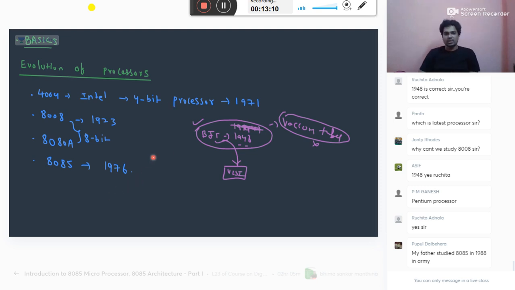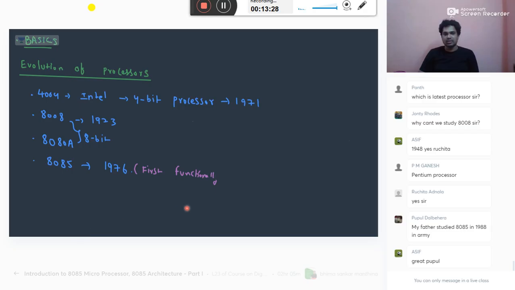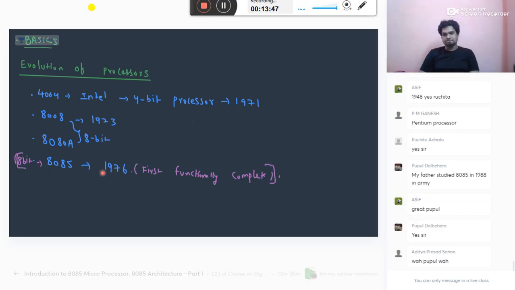So this is one way to say it: the first functionally complete processor. It contains an interrupt structure and serial I/O data, which were not present earlier. All these things come into the picture. That is the first functionally complete processor. Your 8085 is an 8-bit processor. This is what we are going to discuss, because if you understand this properly, you can understand the next processors on your own. Give it some one week of time and you will be able to understand any processor. All are just advancements. That's why they kept this in your syllabus. Not only here, it is important.